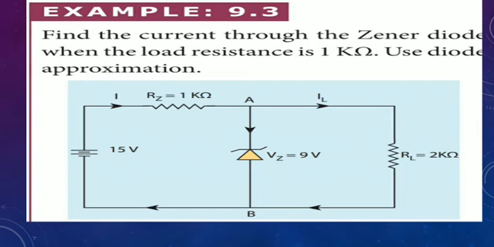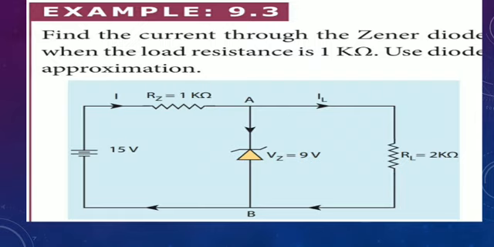See the first one. Find the current through the Zener diode when the load resistance is 1 kilo ohm, using the diode approximation. The source voltage is 15 volts, the series resistance is 1 kilo ohm, the Zener voltage is 9 volts, and the load resistance is 2 kilo ohm. Use the approximation and find the current.